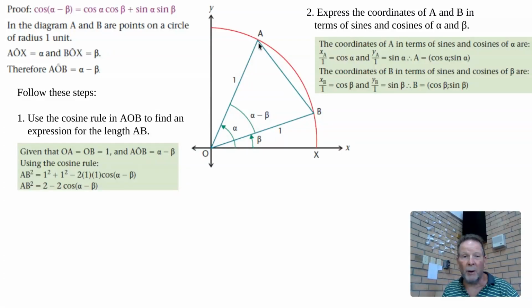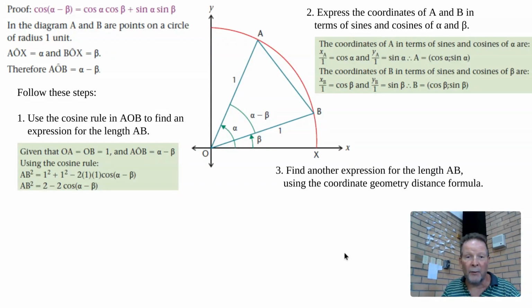B is just cos beta, sine beta. And for the same reasons up here with A, if we made a triangle down there, we can see that the coordinates of A are cos alpha and sine alpha. And now we have an expression for the coordinates in terms of cos and sine.